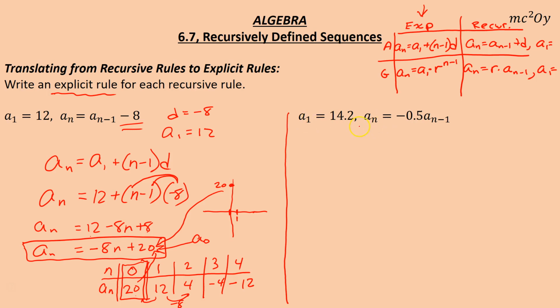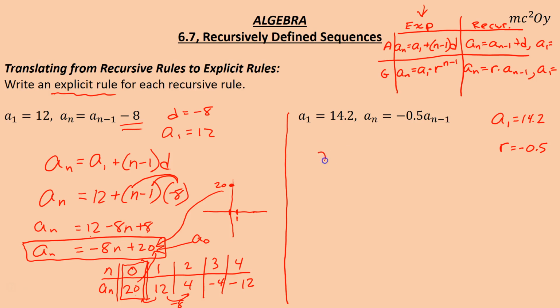All right, this next one, a sub 1 is equal to 14.2, so we always need to know a sub 1. And looks like we're multiplying here. Our ratio is negative 0.5. We are multiplying by a half, right? That is this one right here, recursive rule.